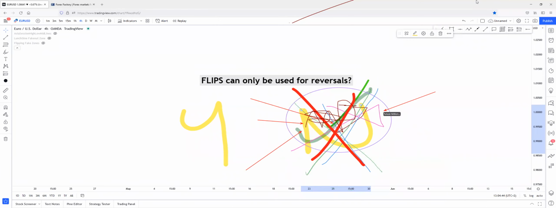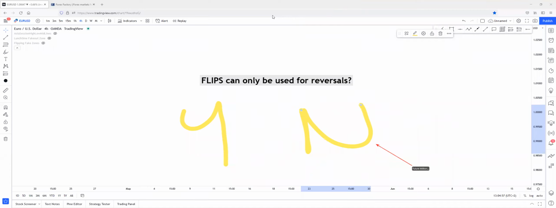So basically, change of characters are reversal patterns, and we can use these change of character patterns for reversals. Let me just remove the drawings because it annoys me. So change of characters can mainly be used for reversals. For example, when a higher time frame supply or demand is being tapped, a 15-minute or 5-minute supply is being tapped, then you wait for a change of character, and that will be a reversal pattern.